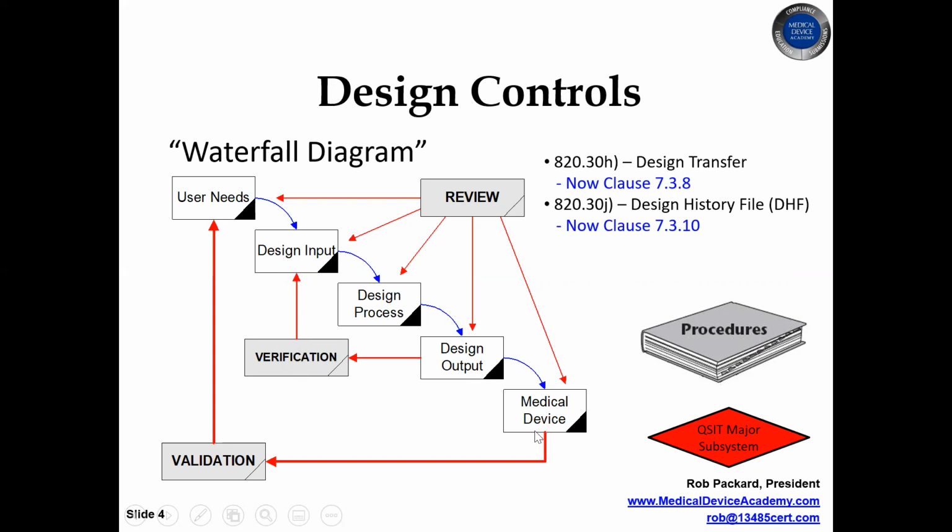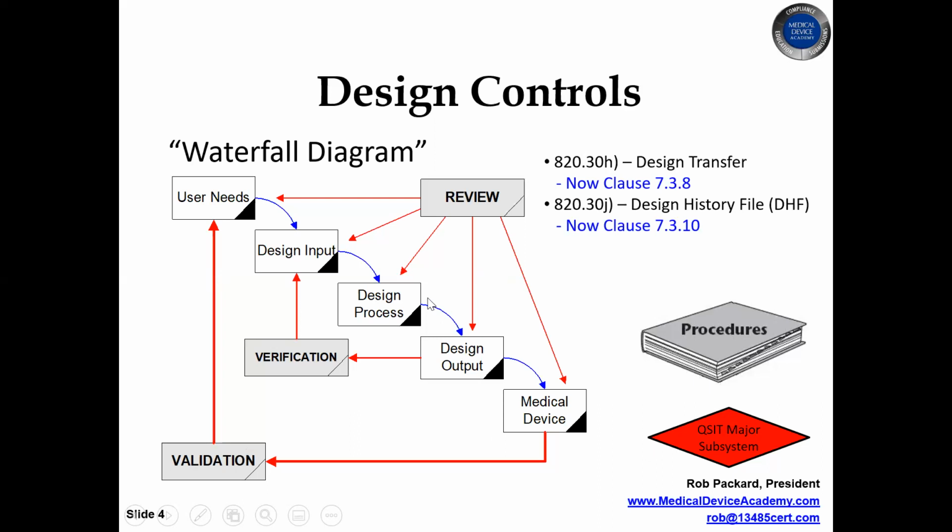At the end of the process, when you have a physical device, you're going to do a simulated use test or a cadaver test or an animal test or a human clinical study to show that it actually does what it's supposed to do for the user needs, and they call that validation. So verification is usually a benchtop test to show that it passes some tests like sterility or biocompatibility, whereas validation is making sure it performs the intended use of the device. So that's the explanation of a waterfall diagram.